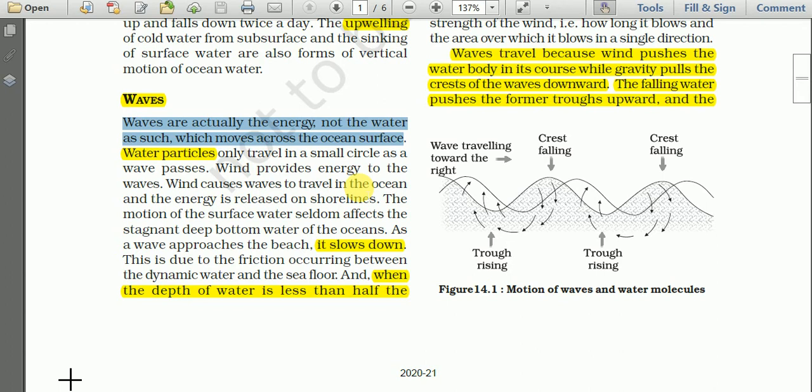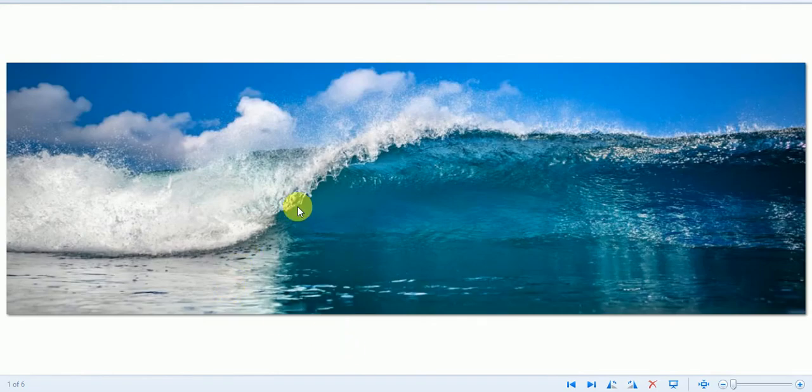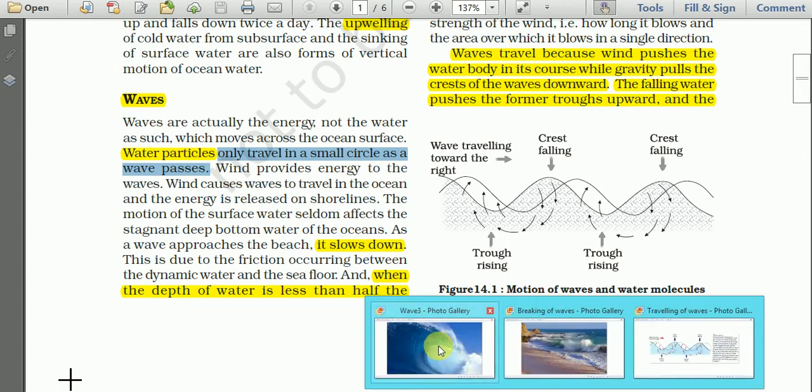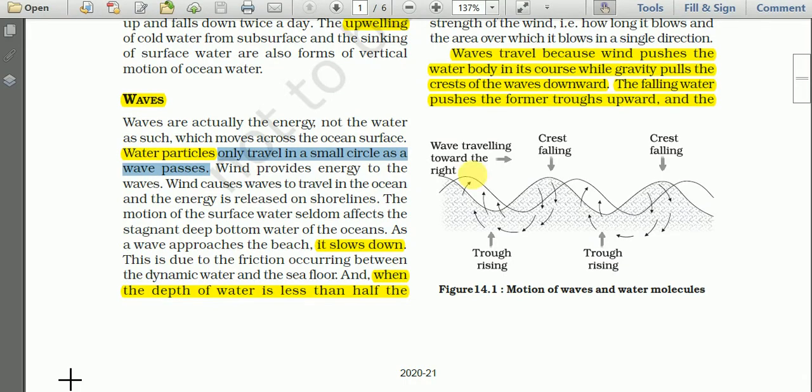Waves move across the ocean surface horizontally, and water particles only travel in a small circle as the wave passes. See, water particles travel in a small circle as you see here. I think all of you are familiar with waves also. This is the sea wave, and here the water particle is moving in a circular motion, as indicated here. And we have one more photograph showing waves.